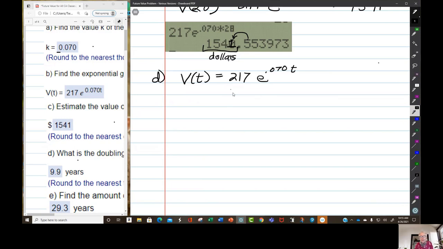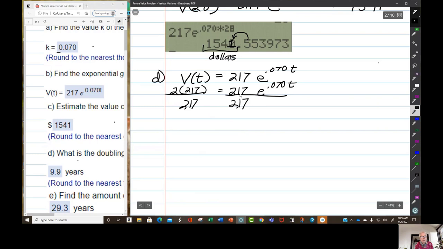All right, now what they're asking us is when, that means t, when is this original price going to double? I don't even bother to multiply it by 2. I just write 2 times 217 equals 217 times e to the 0.070t. I don't bother to multiply 2 times 217 because I'm about to cancel out 217.